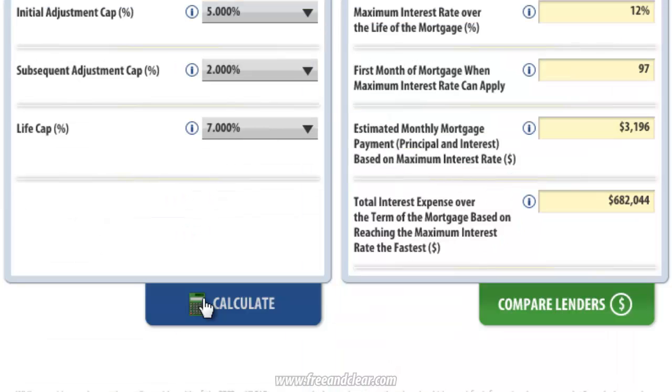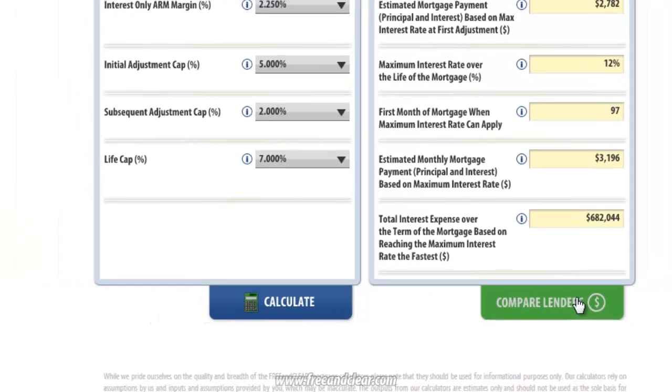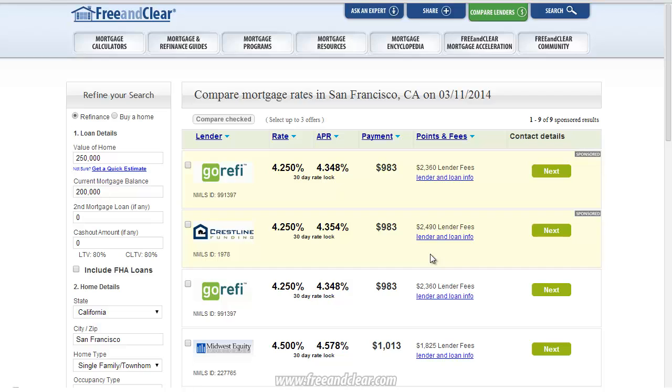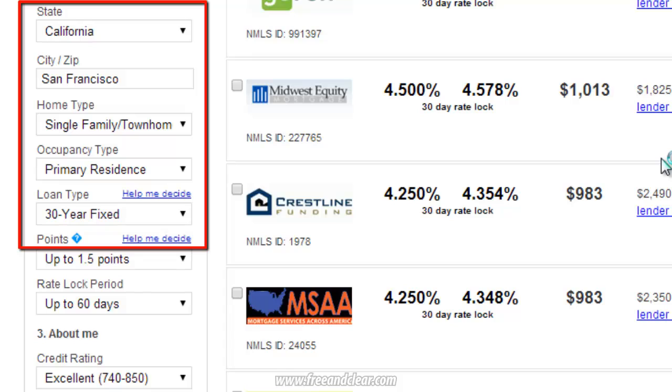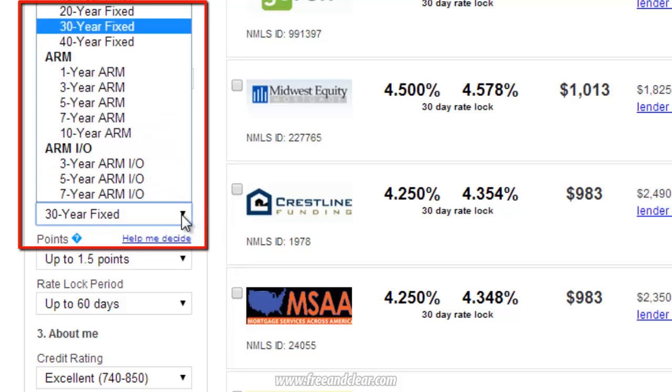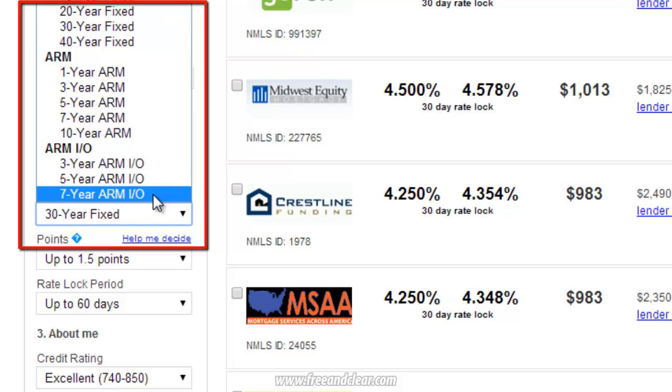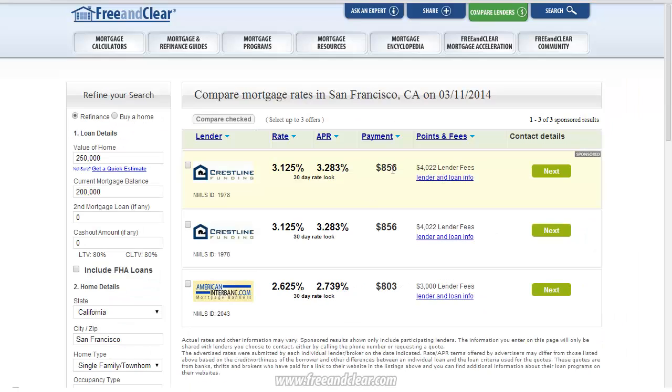After you've reviewed the calculator scenarios that apply to you, you can click on the Compare Lenders button at the bottom of the outputs and review a table with interest rates and fees for lenders in your area. If you're interested in an interest-only loan, you can click Loan Type on the left side of the page and select ARM-IO. In this case, I'm going to select a 7-year interest-only ARM, and the table updates automatically.